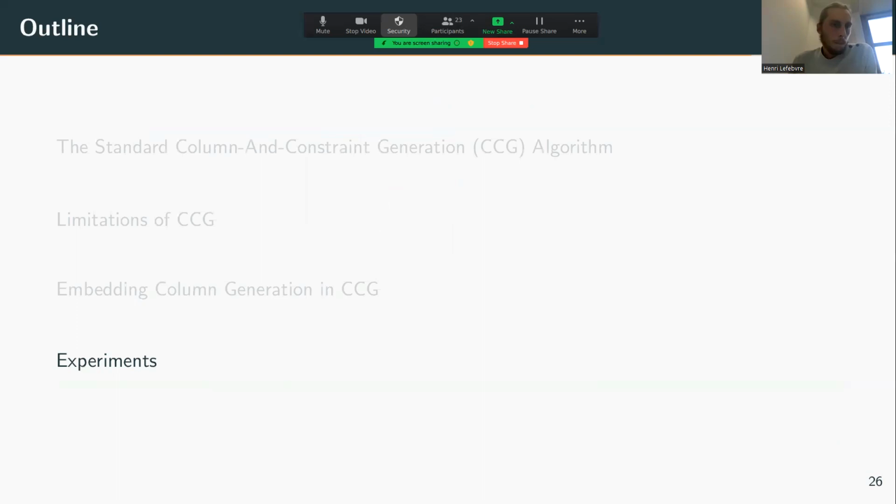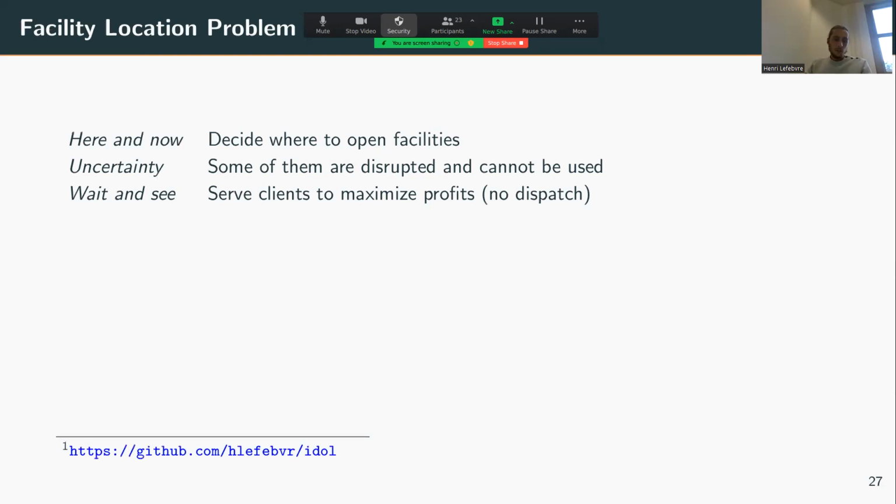Okay, so now let's go for some experiments. We tried this algorithm on two problems. The first one is a facility location problem with facility disruption. So the setting is as follows. Here and now you have to decide where to open facilities. The uncertainty is that some facilities will get disrupted, so you cannot use them anymore to serve clients.